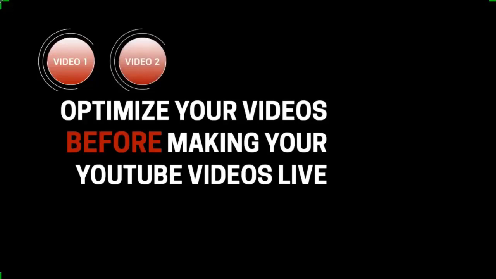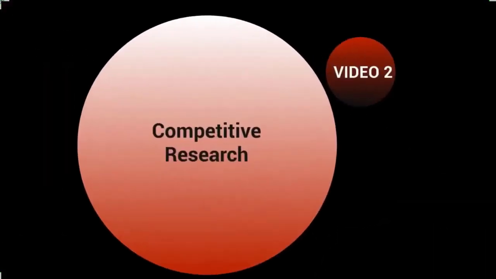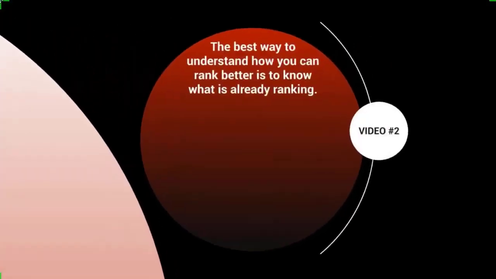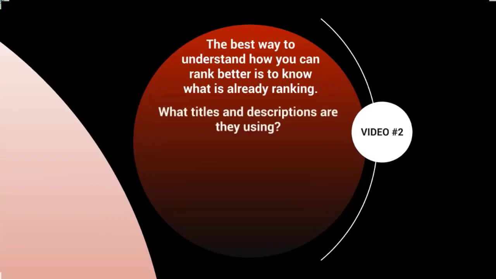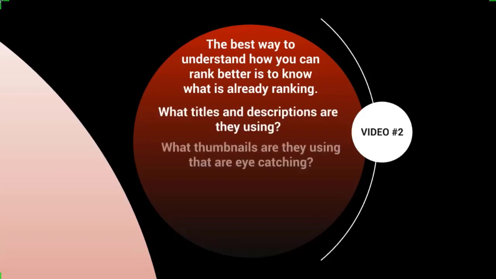Hello and welcome back. This is video number 2. So let's talk about competitive research. You see, the best way to understand how you can rank better is to know what is already ranking in your niche or your market. So what we want to do here is analyze the videos that are on the top. And I want you to specifically look at what titles and descriptions they are using, what thumbnails they are using that are eye-catching, and what the user experience is like when you click through those videos.